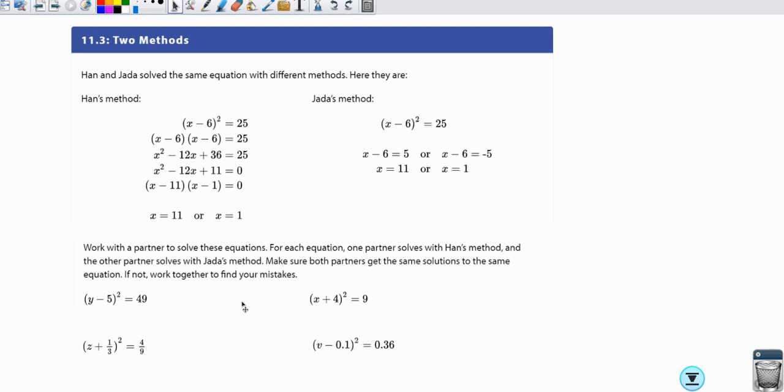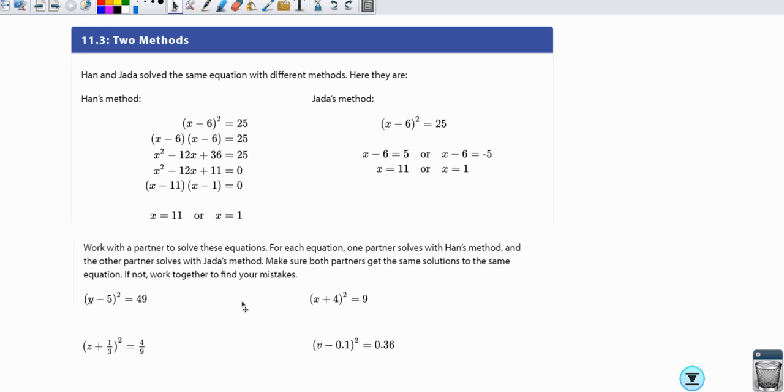So this asks you to work with a partner, and obviously we're not in school right now. If you want to call a friend, that would be awesome. And you want to work with someone on this, that would be great. But I do want you to try them.